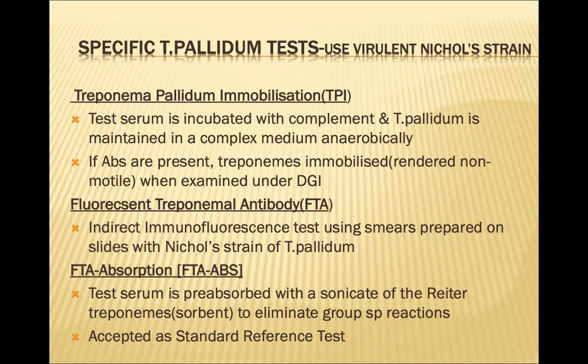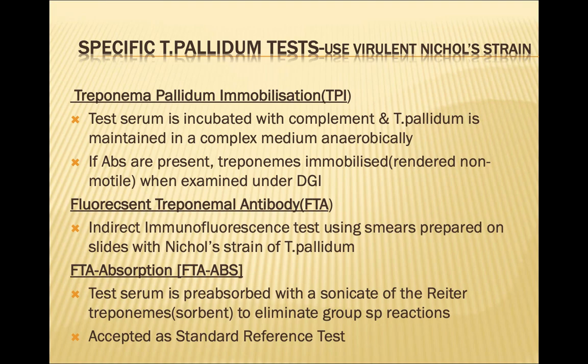The fluorescent treponemal antibody test. This is an indirect immunofluorescence test wherein we are using smears prepared with Nichols strain. Add the patient's serum, which contains the antibody. If the homologous antibody is present, then you can see the fluorescence when you see it under the fluorescent microscope.